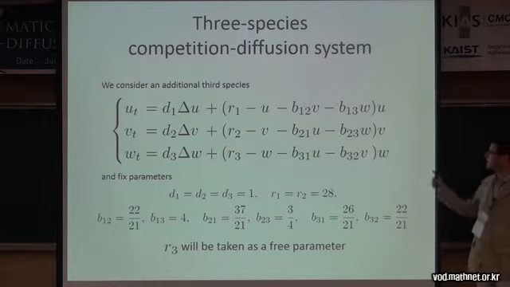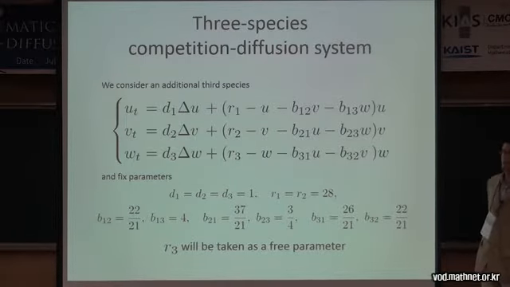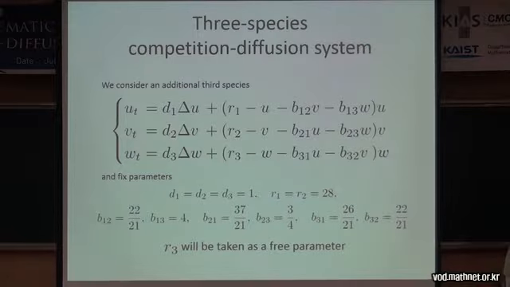So we just add a third species, which from a biological point of view will usually be considered as an invader to an ecosystem previously occupied by two other species. And then we will fix these parameters here and take the reaction rate, the growth rate of the third species, r3, as a free parameter. In a way, this free parameter represents the strength of the third species when compared to the other two.